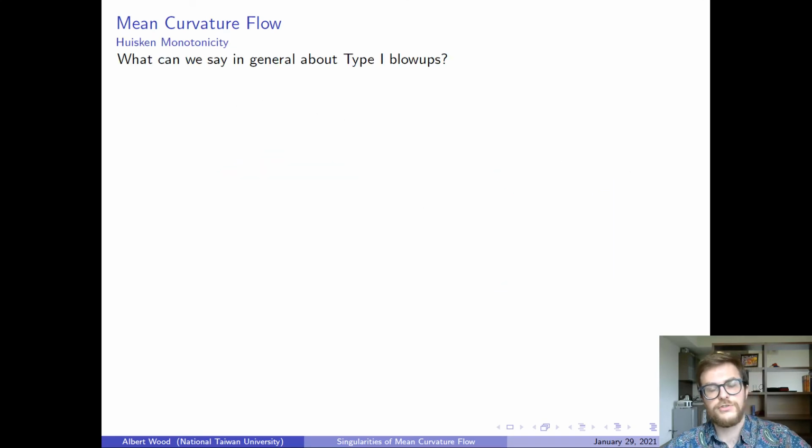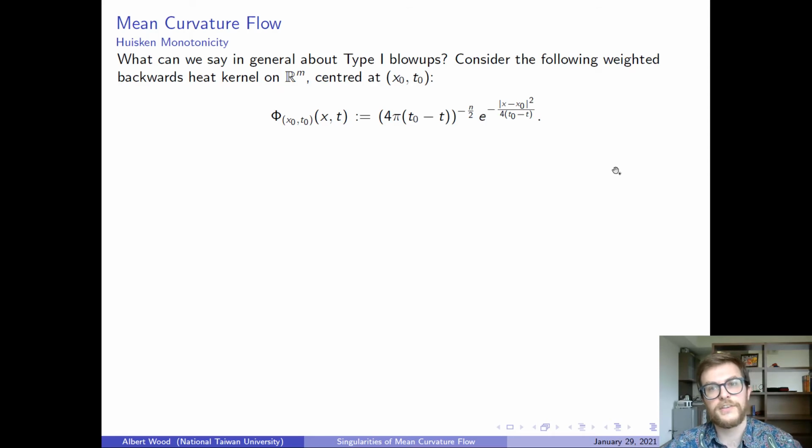It's actually true that all type 1 blowups of type 1 singularities give you self-similar shrinkers. And this can be seen using the rather amazing Huisken monotonicity formula, which I'll now talk about. To state it, we need to consider the following weighted backwards heat kernel on R^m, the ambient space. It's just the same as the standard backwards heat kernel, except that it's weighted with this minus n over 2. There would usually be an m over 2 here.